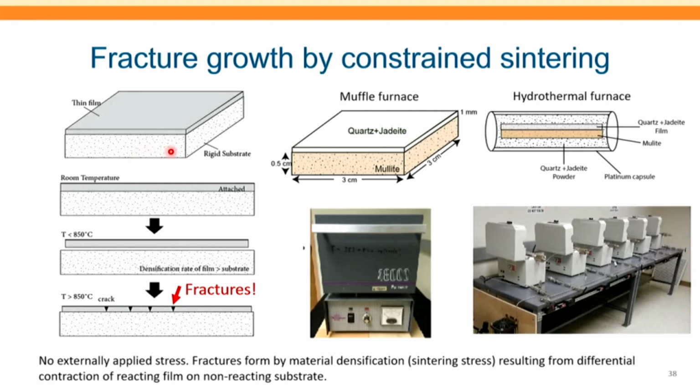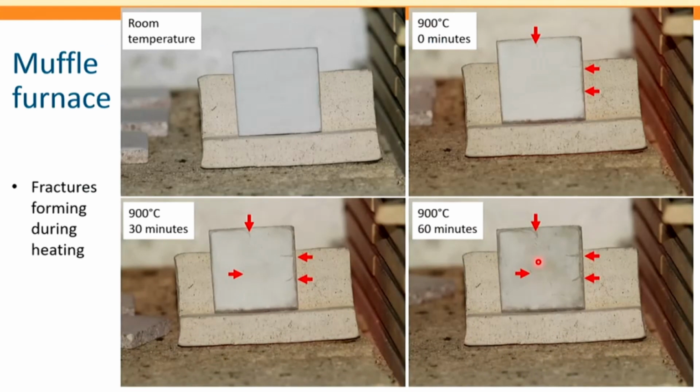So as the jadeite and quartz is reacting, it tends to contract. It's called sintering. And that contraction, if it's prevented by the substrate, creates fractures. We did this dry, under atmospheric conditions, hot but dry. And then we tried the same thing in a hydrothermal furnace, where we have water present, more realistic for the subsurface.